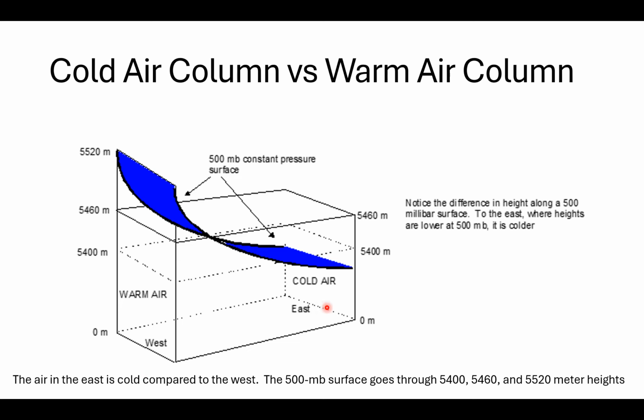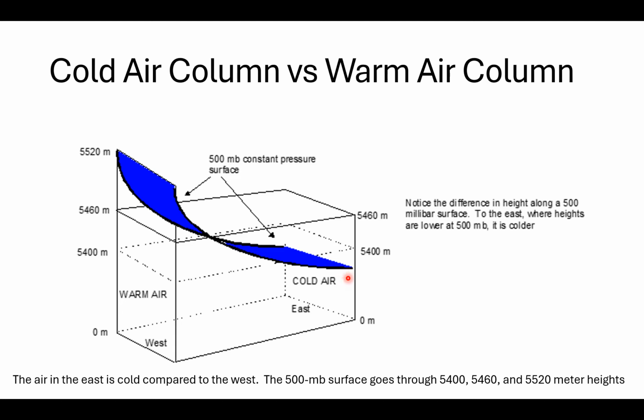So in general, the air in the east is cold compared to the west, and the 500 millibar constant pressure surface is going to go through this 5,400 meter area. It's going to go through the 5,460 meter area, all the way up to that 5,520 meter area. So what we're saying is the height in the warm air is 5,520 meters, while the height in the cold air is below 5,400 meters.